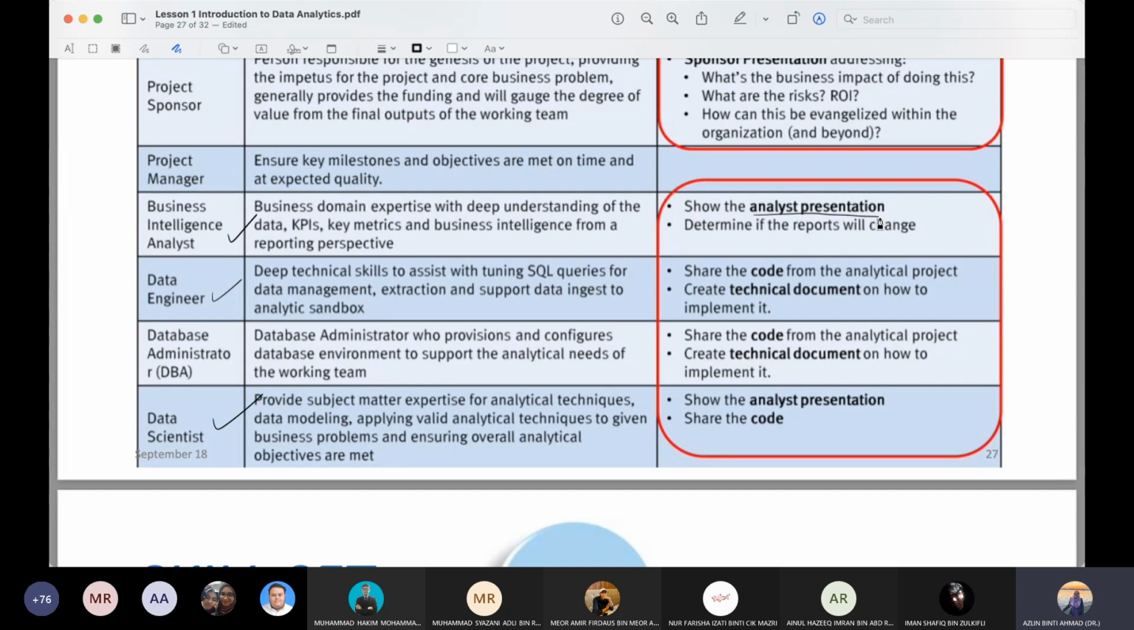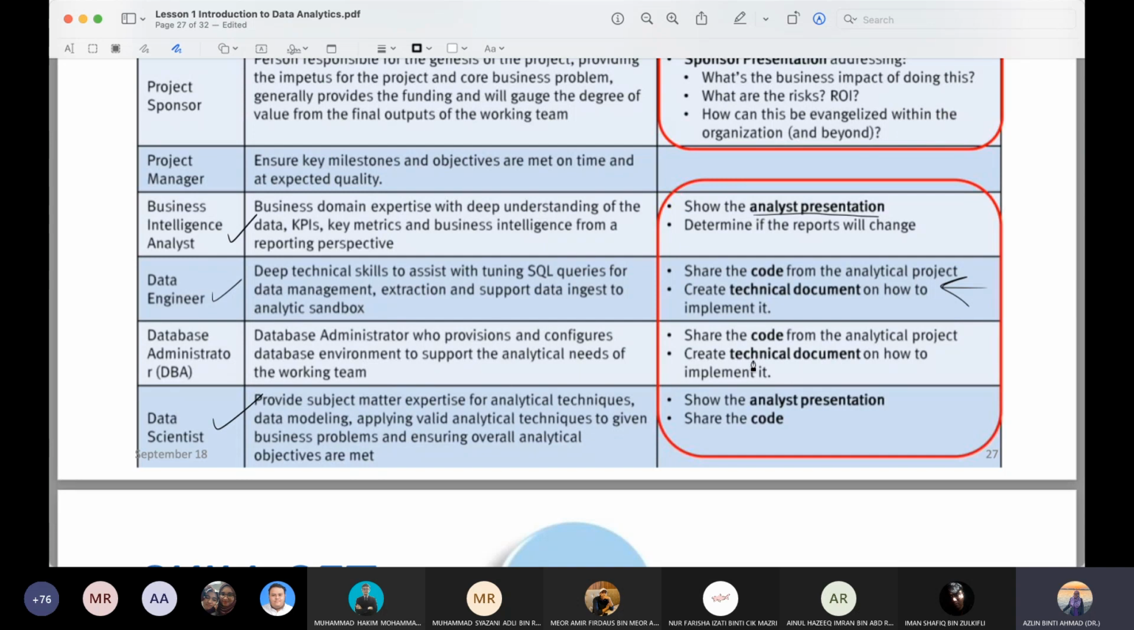Nanti kita akan belajar the method untuk data analytics, so you akan nampak dia ada specific methodology for data analytics punya development. Kalau you nak buat predictive models, kalau you nak solve certain problem guna data analytics. And then not only analyst presentation, you need to determine if the report will change. Okay, for data engineer, you need to share the code and then create technical document. Sebab dia akan melibatkan dia low rank kan. Semua benda nak buat data pre-processing, nak buat modeling, semua dia akan buat kat situ.